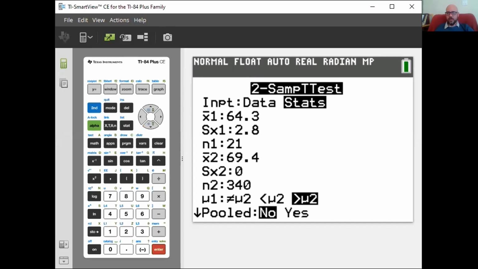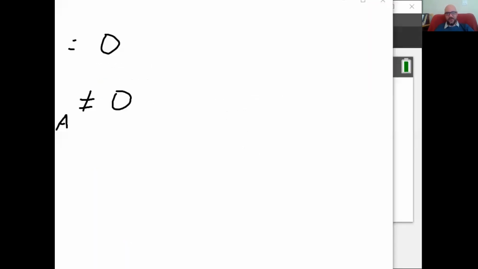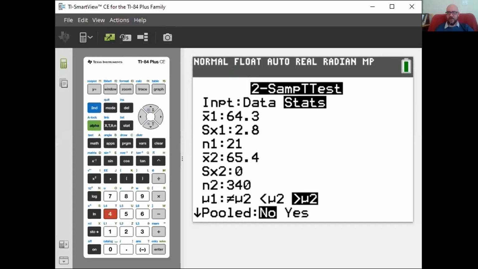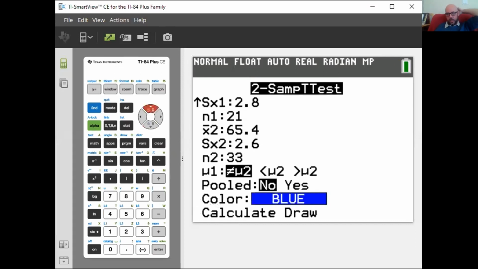And for the Americans, I'll go back and look. 65.4, 2.6, and 33, and our alternative hypothesis was not equal to. This one, I'm going to talk about pooled in just a second here. Leave it on no. So that's just initial instructions. Just leave it on no. We'll talk about what it means in a sec.